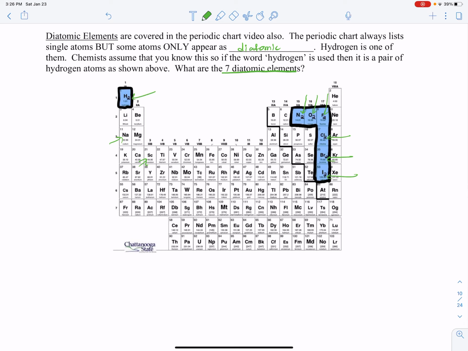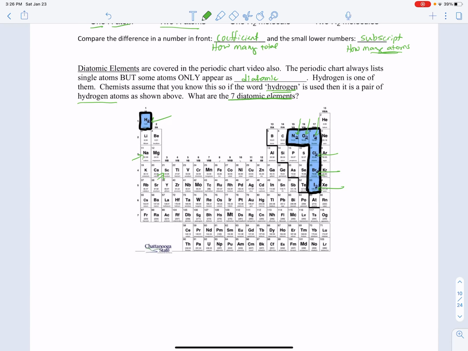Now, when we use the word hydrogen, we can know that it is talking about a pair of hydrogen atoms because we know that it comes paired. So for now, that's all you need to know about diatomic elements.